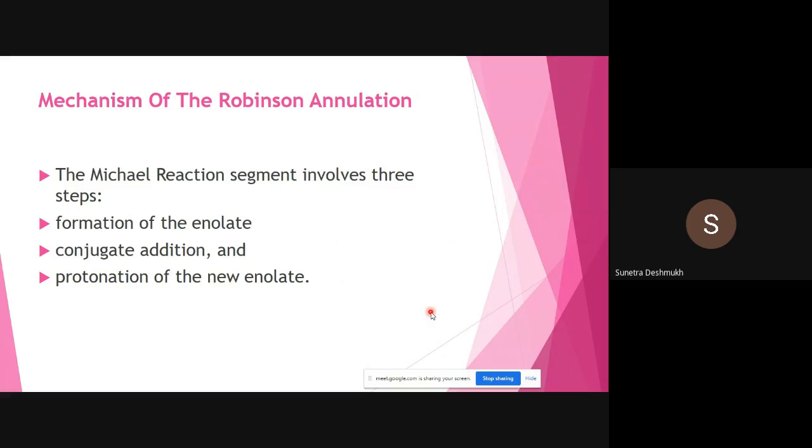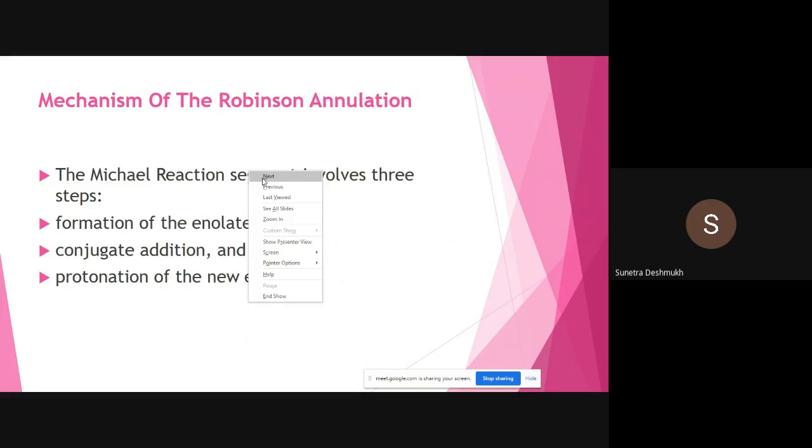So what is the first part? In part one we are going to synthesize the 1,5-diketone via Michael reaction. What does the Michael reaction segment involve? It involves three steps, and you are quite familiar with them. First, we have to generate the enolate from the active methylene compound with the help of a strong base. Next, conjugate addition. And finally, protonation of the new enolate.